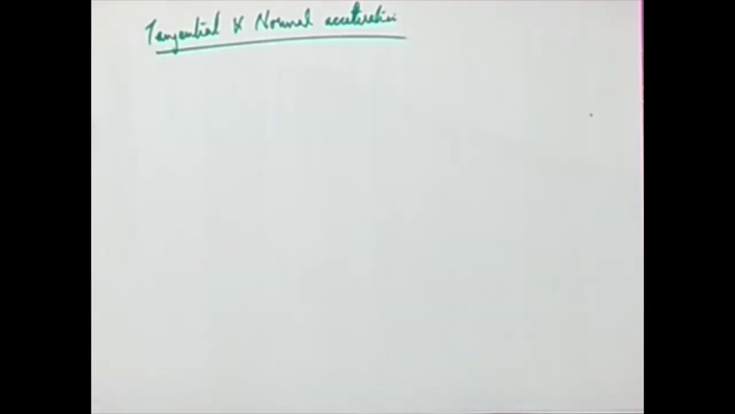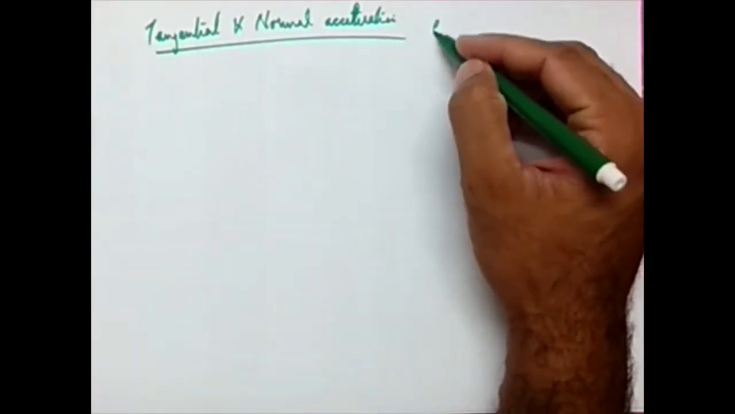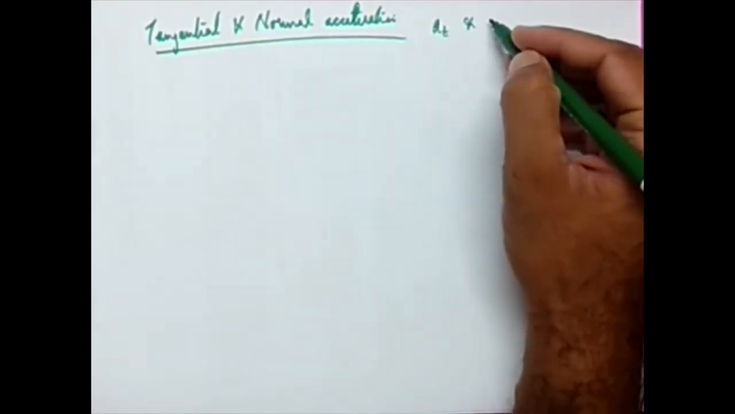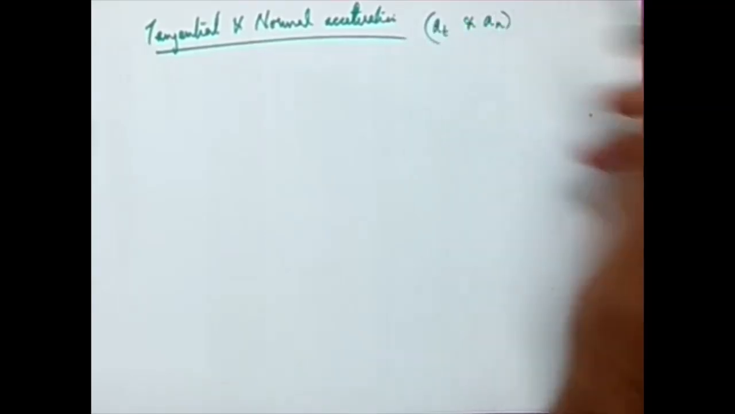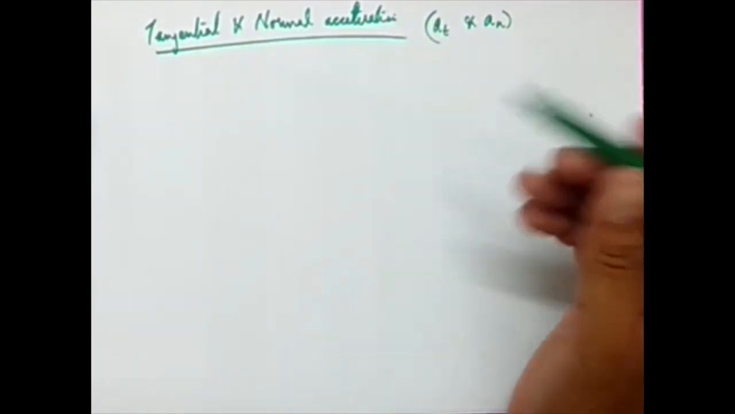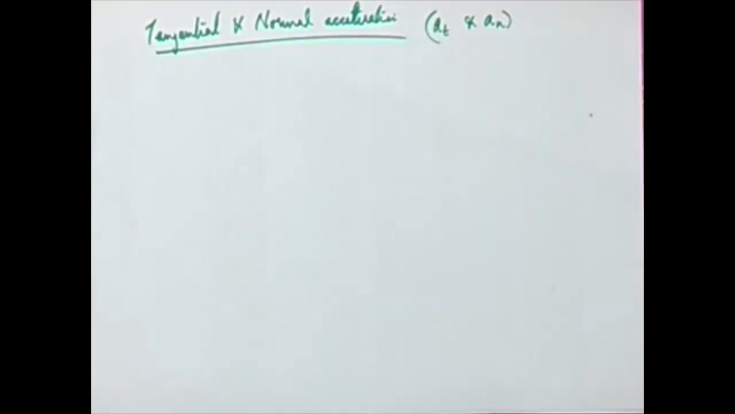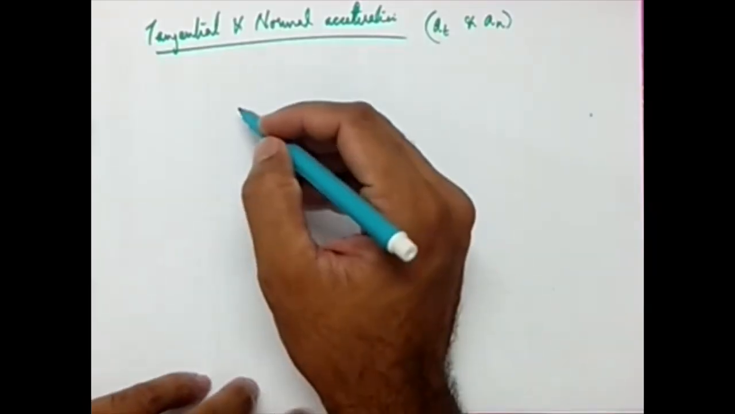So first of all, we want expressions for it. I'm going to call the tangential component AT and the normal component AN. When it is rotating, the acceleration has two components, tangential and normal, and I'm naming them AT and AN. Now we are going to see how we can get expressions for that. For that, I'm doing a small derivation. You can just follow along with me.